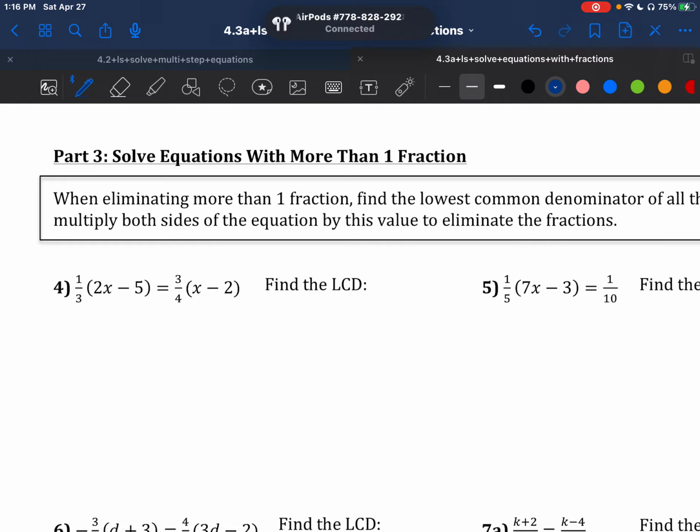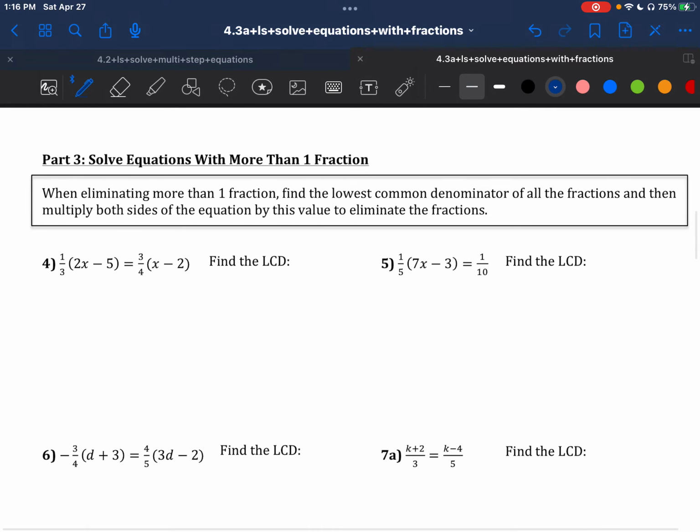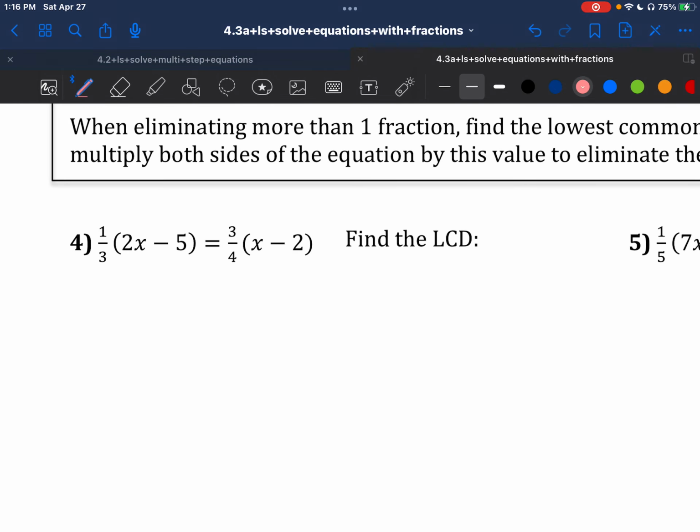Okay, so we want to find this one. So when eliminating more than one fraction, find the lowest common denominator of all fractions, then multiply both sides of the equation by this value to eliminate the fractions. Okay, so let's find the lowest common denominator of these fractions. So we should know what that means, lowest common denominator. So we can go like this.